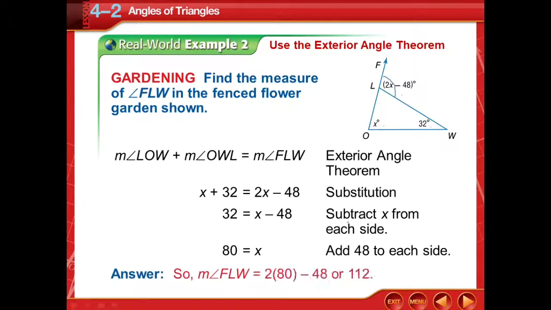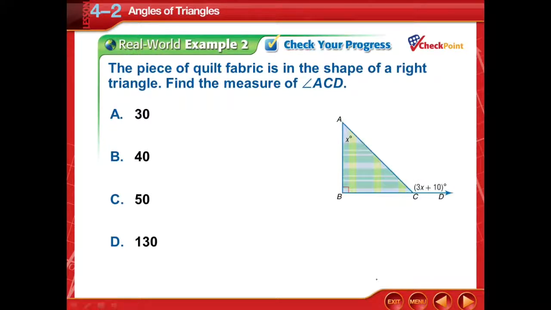Once I find that x is equal to 80, I simply substitute 80 in for x, and I get 2 times 80 minus 48 is 112 degrees. Here is another example that you should try to solve.